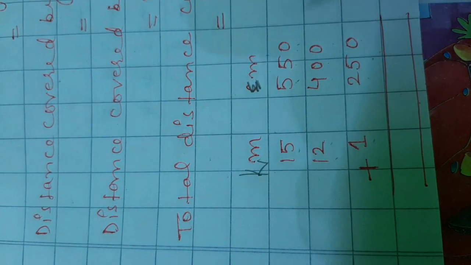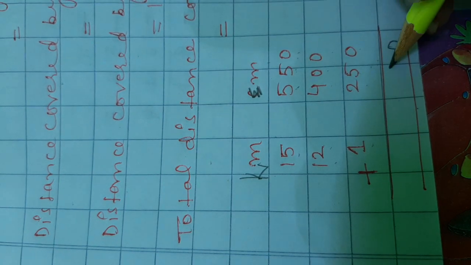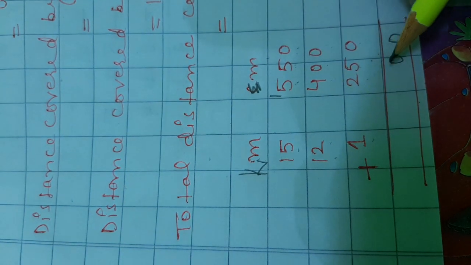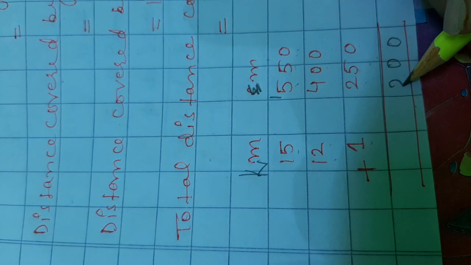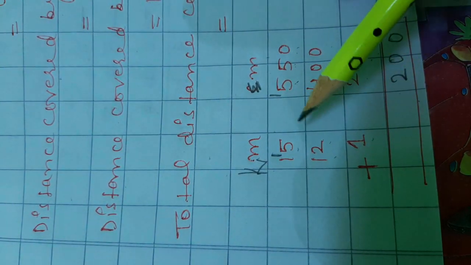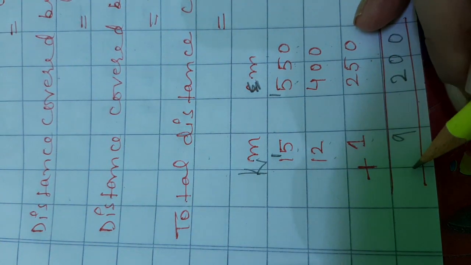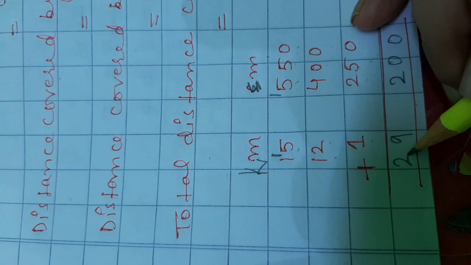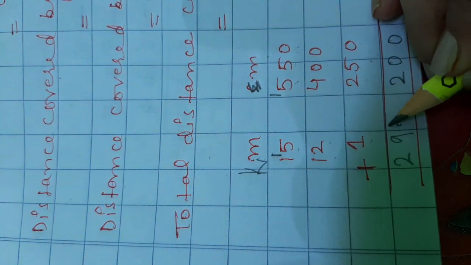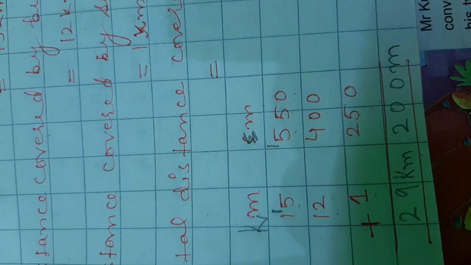Add them as we do. 0, 5 plus 5 is 10, 0, 1 carry, write it here, 9, 10, 11, 12, 2, 1 carry, it will go to the kilometers column. Now it will be equal to 9, and then this is 2. So it is 29 kilometer and 200 meter.